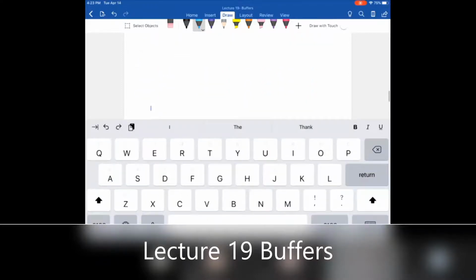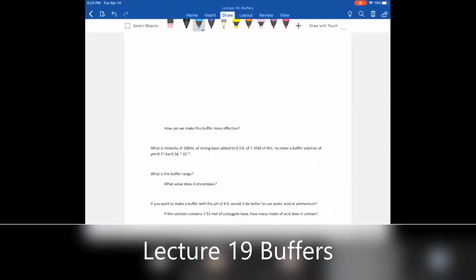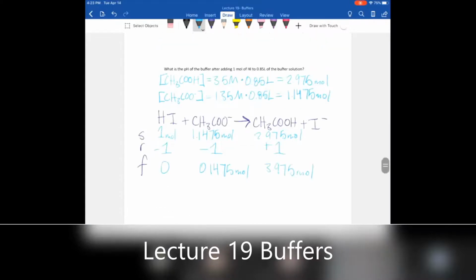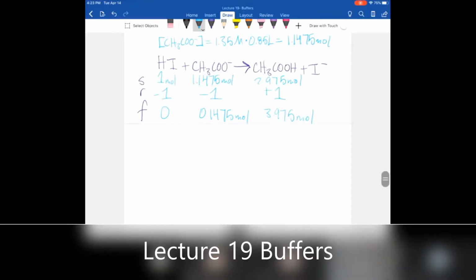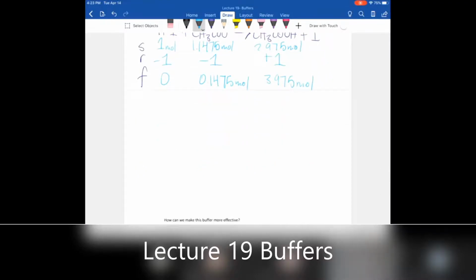So for this problem, there is no specification that what I added was a liquid. So there's no change in the volume. So like, let's say I just dissolved some salt, like not HI salt, but like solid HI.